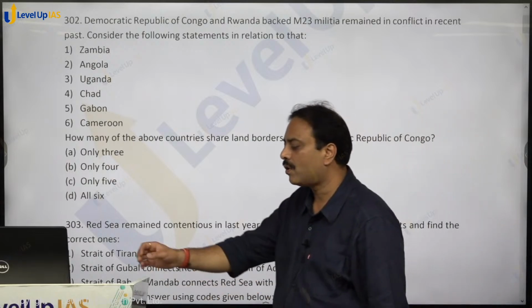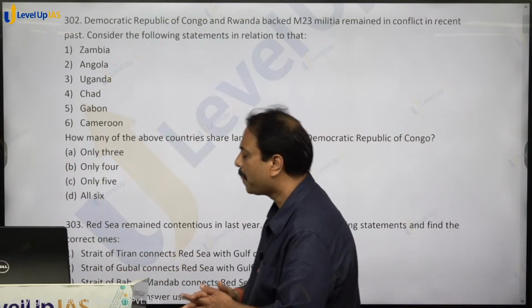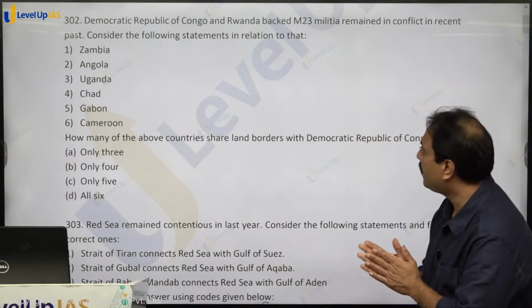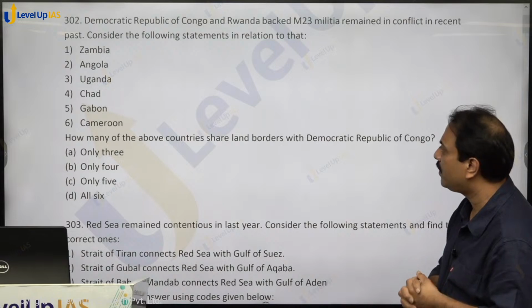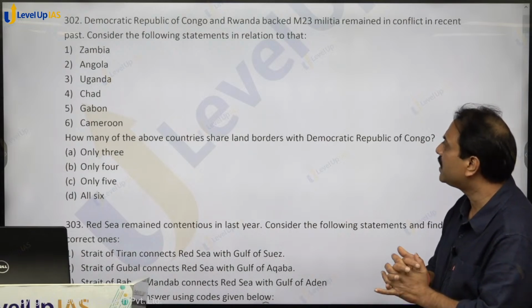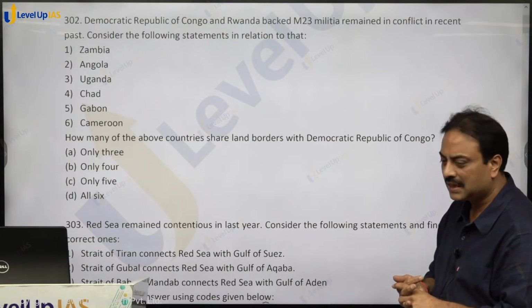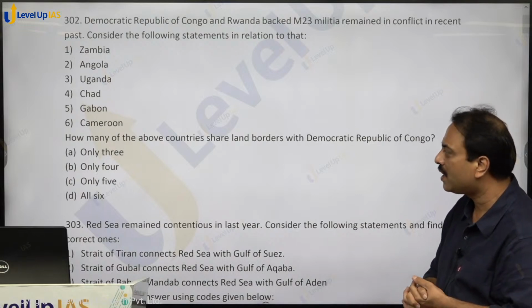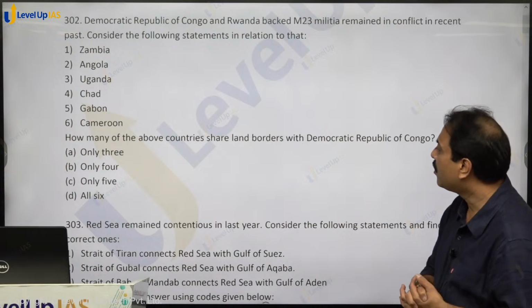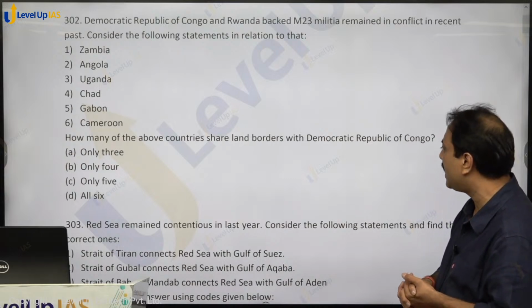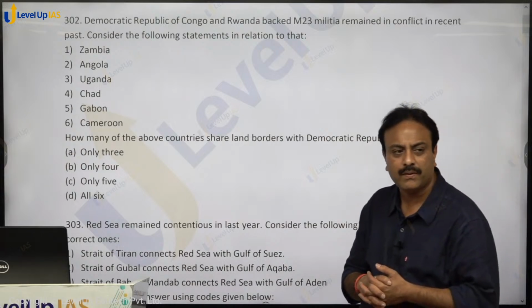Democratic Republic of Congo and Rwanda backed M23 militia remained in conflict in recent past. Consider the following statements in relation to that. Zambia, Angola, Uganda, Chad, Gabon, Cameroon. How many of the above countries share land borders with Democratic Republic of Congo?